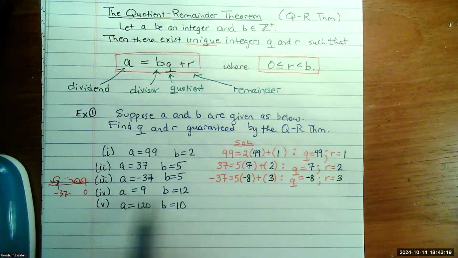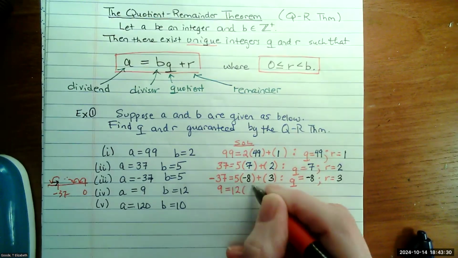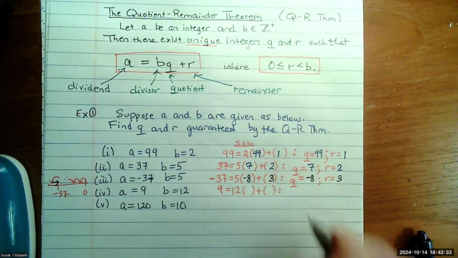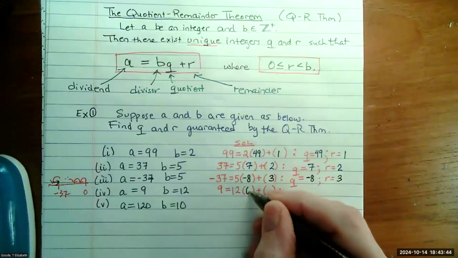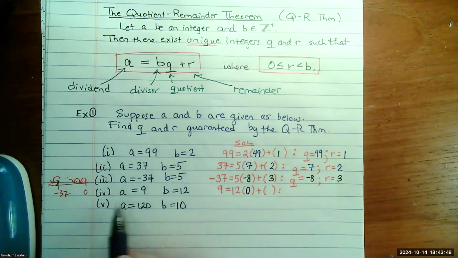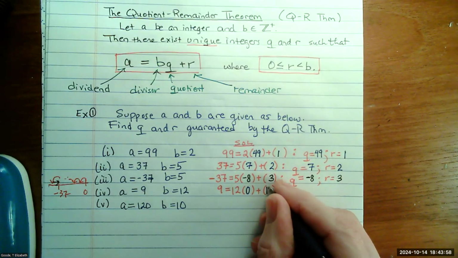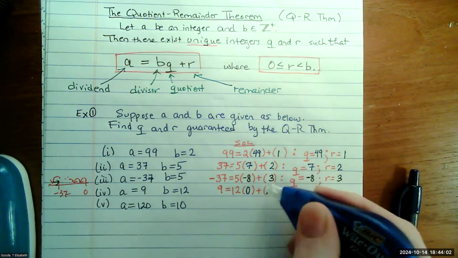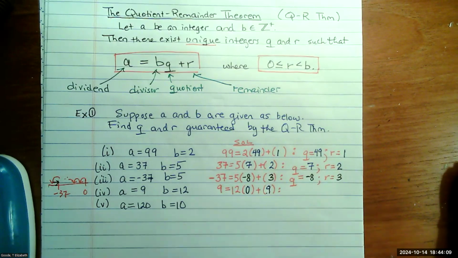In 4, this is another kind of interesting thing. We're trying to divide 9 by 12. Well, how many times does 12 fit into 9? 0. 0, exactly. The quotient is actually 0. When the divisor is larger than the dividend, then the quotient will be 0, and the remainder will be the dividend. Questions?